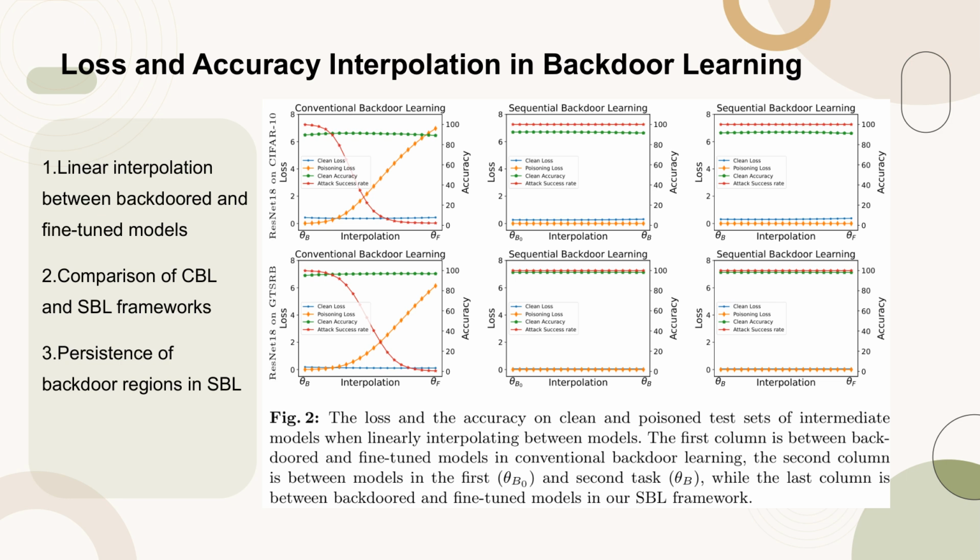The second column compares models in the first, θB0, and second task, θB, within the SBL framework. The third column shows the interpolation between backdoored and fine-tuned models in the SBL framework. The persistently high ASR and low poisoning losses demonstrate that SBL can trap the backdoored model in a backdoored region that is difficult to escape from, even after fine-tuning defenses.